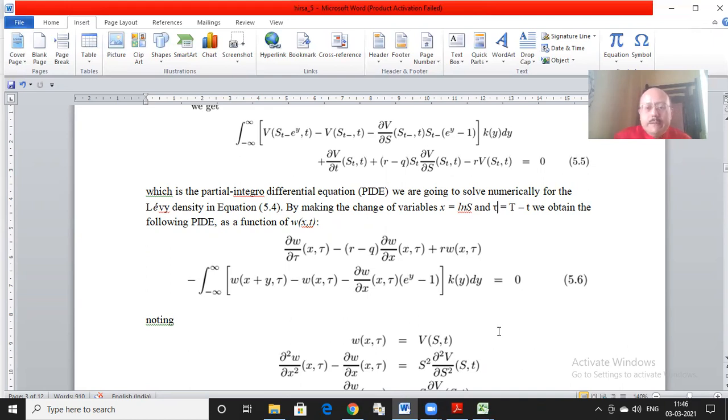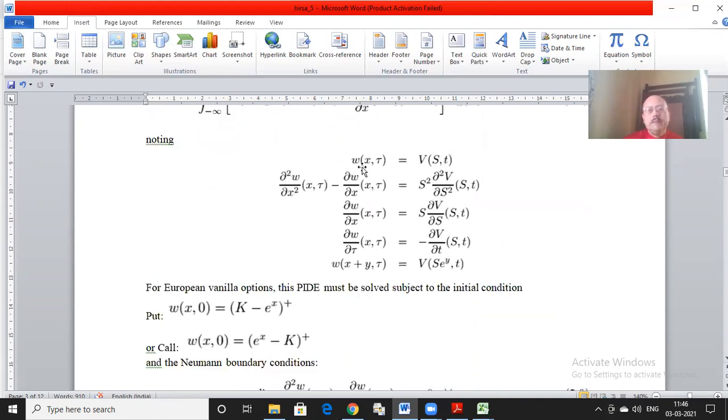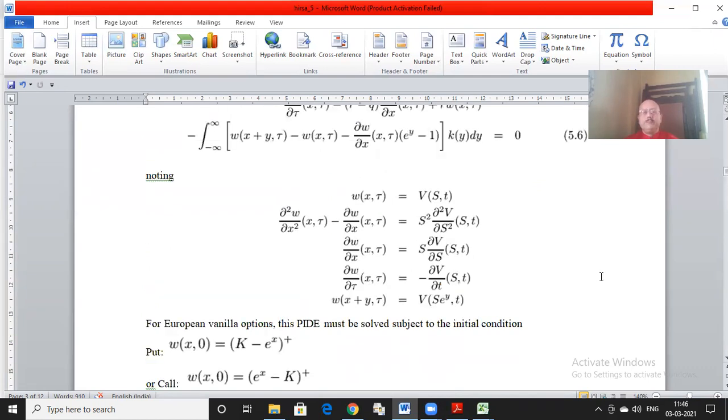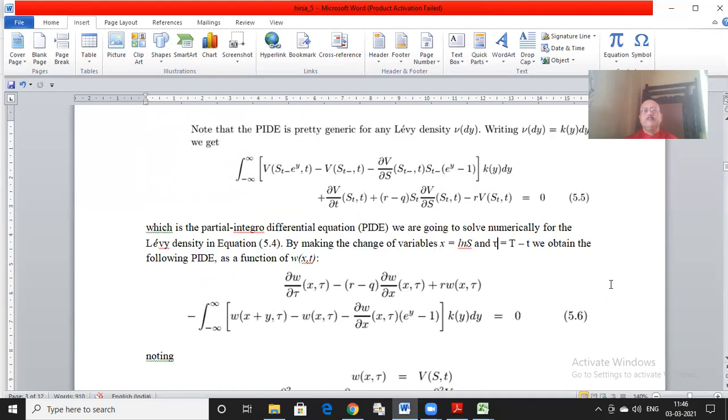So these are variable changes, so the derivatives are reworked. So V_ST becomes W_x tau. All these derivative terms, del V del S, are redefined. Del V del T just changes sign, and this V goes to W. So is this okay? 5.5 getting transformed to 5.6 with the changes of variable. Yes, sir.